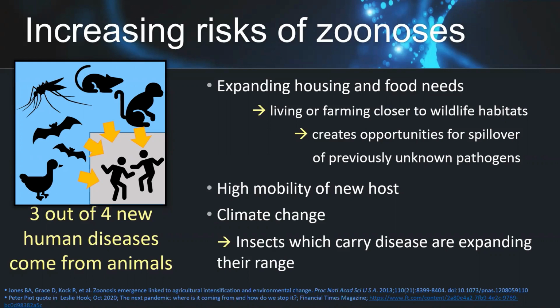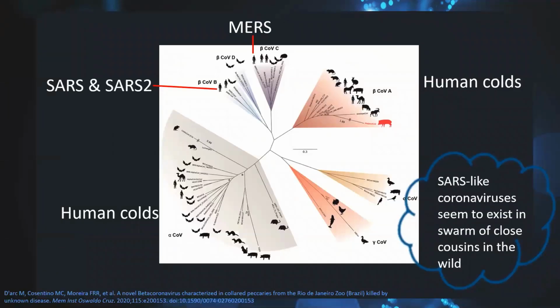Humans travel, and that can lead to faster spread of new pathogens to wider geographic areas. Also, climate change can expand the range of insects that carry diseases. Several coronaviruses have historically been zoonoses, and coronaviruses have a wide variety of animals as their natural reservoirs.